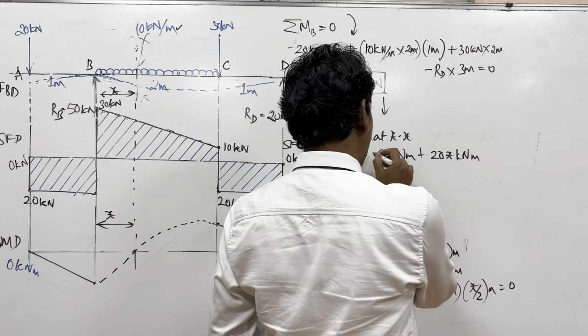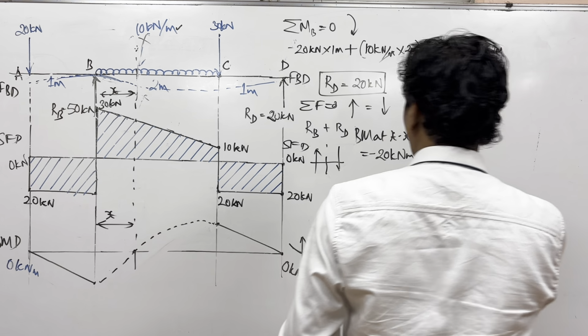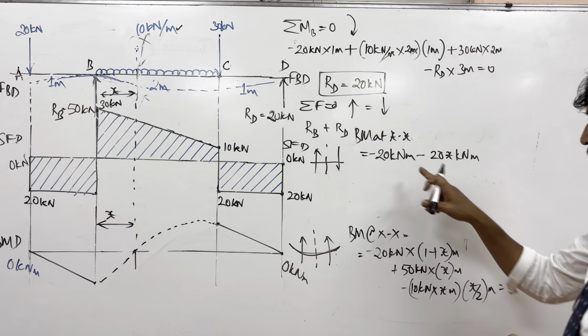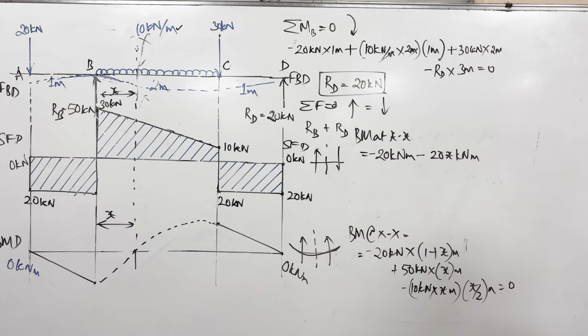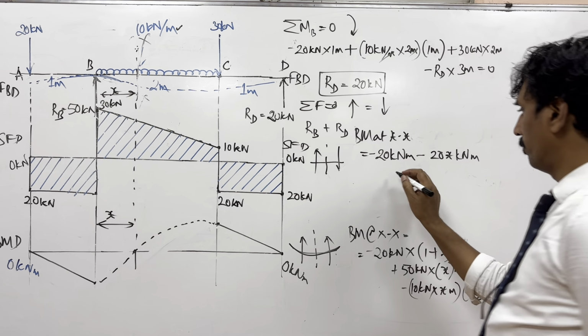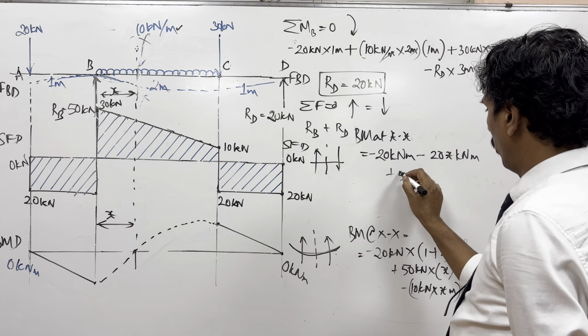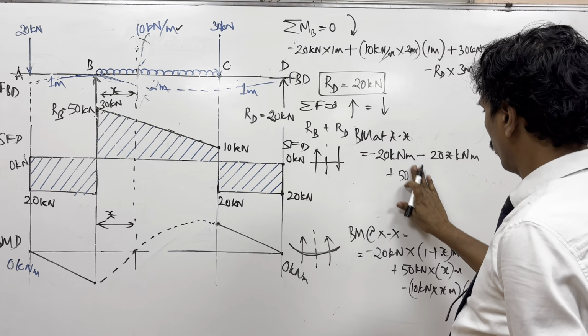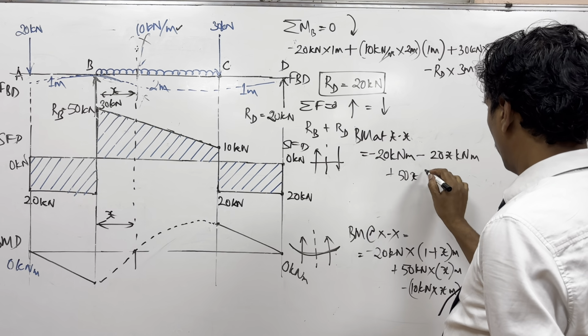Minus 20. So these are two minus, sorry. It is the reason in examination you need to be alert. Even I made a mistake now, and you reminded me. There's nobody to remind in the examination. Okay, minus 20 and minus 20, and then this is plus 50 kilonewton meter. So 50x kilonewton meter.